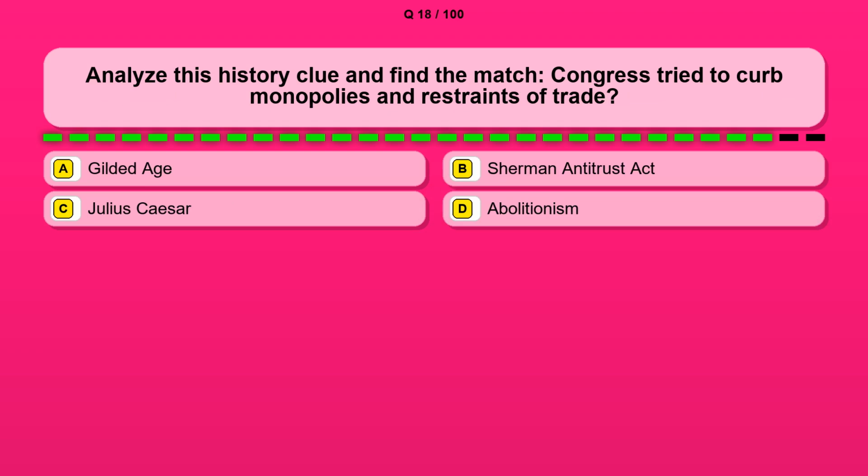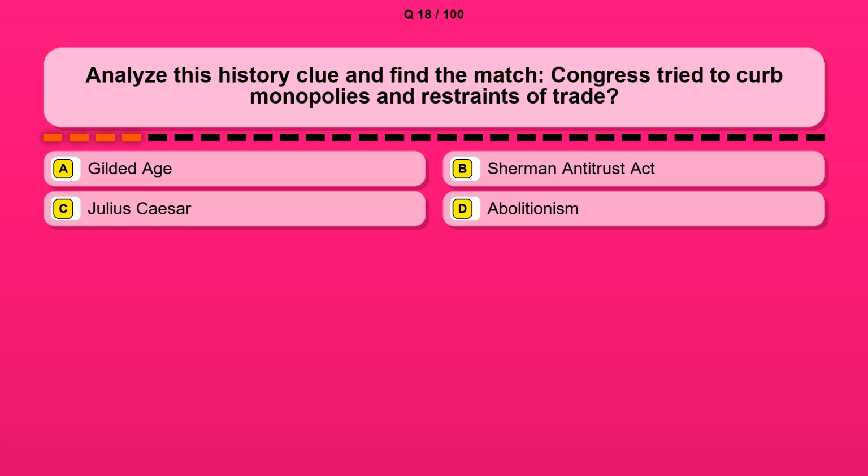Question 18. Analyze this history clue and find the match. Congress tried to curb monopolies and restraints of trade. Option A, Gilded Age. Option B, Sherman Antitrust Act. Option C, Julius Caesar. Option D, abolitionism.